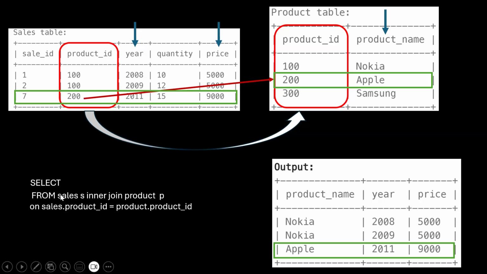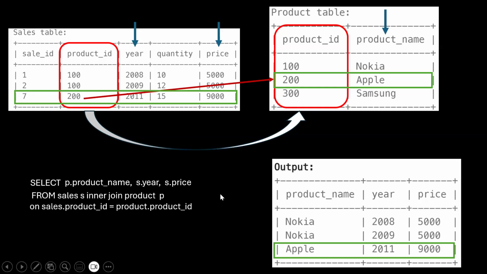Sales dot means sales is a table name. Dot means go inside it, target the product ID. Check, is it equal to product dot product ID? Go inside the product table and match for product ID. Okay. So wherever matching is there between these two columns, what we need to return? Yes, we need to return, see, from the product table, product name, so P dot product name, and from sales table, S dot year, S dot price.